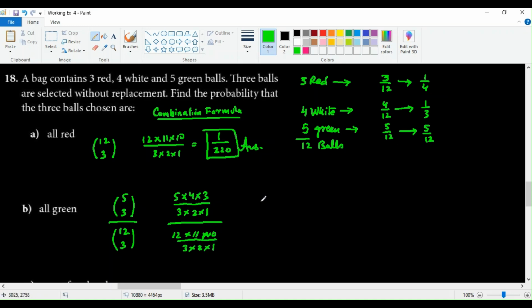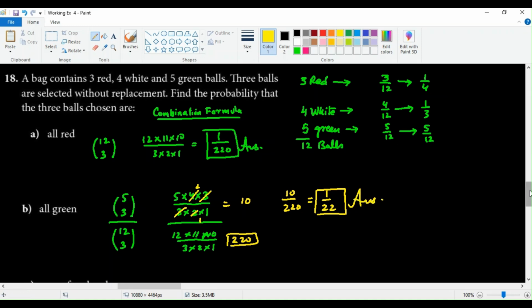So here, I will use a different pen. This 3 and this 3 are going to cancel. 2 times 1 is a 2 and 2 times 2 is a 4. So this is going to give us a 10. And down below, we have 220. We know very well, we have done this calculation before. That means 10 divided by 220 is going to give us 1 over 22 as the answer for this part of the question.